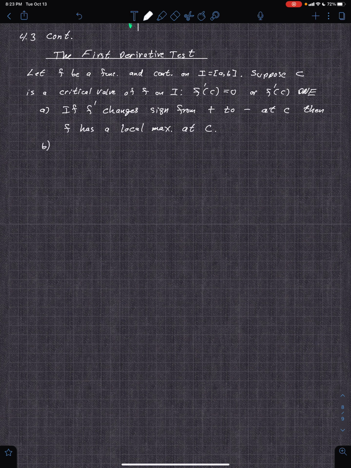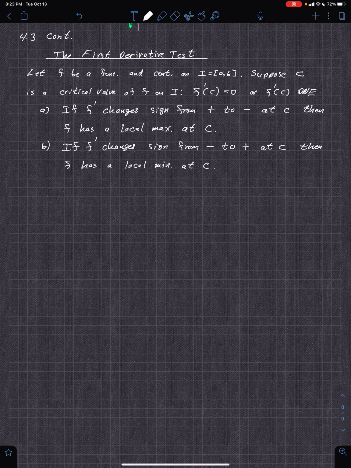Okay. B, similarly for minimum, if f prime changes sign from negative to positive at C, then f has a local minimum at C. So it has a local minimum at C. F of C is a minimum value for the function, in other words.